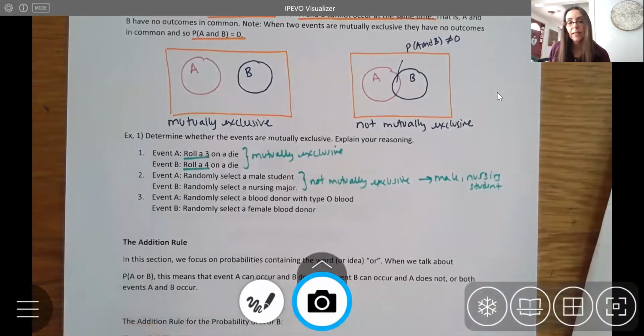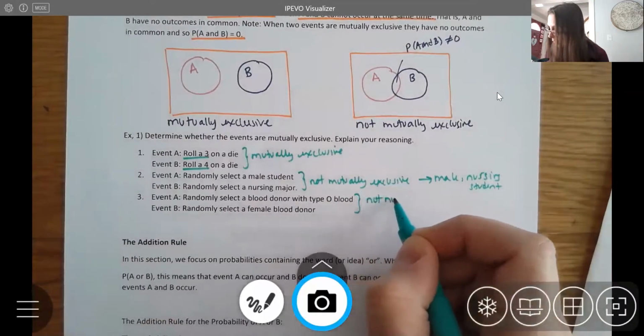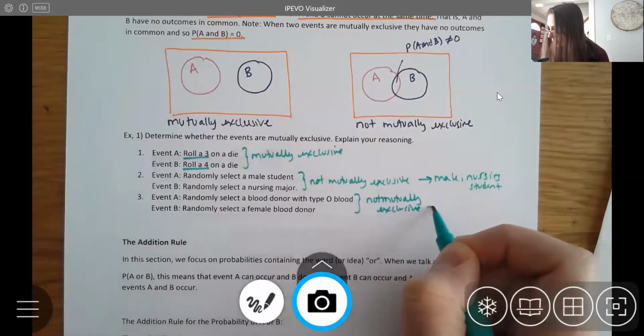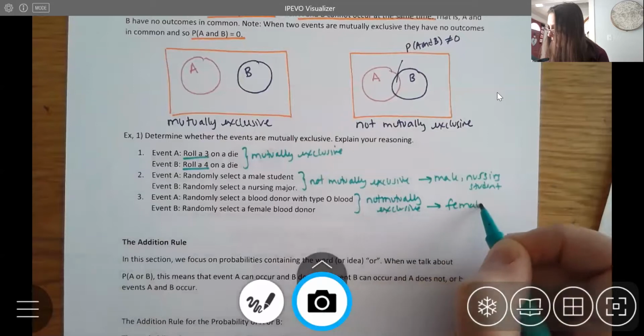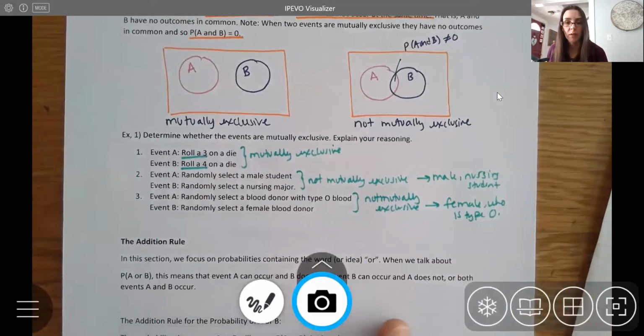Event A, randomly selecting a blood donor with type O blood, and event B, randomly selecting a female blood donor. So again, could one person, because we're talking about people here, occur in both events? Yes, they could, right? You could have a female who is also type O. So because you have overlap between these events, they are not mutually exclusive. It's possible to have overlap in those events.